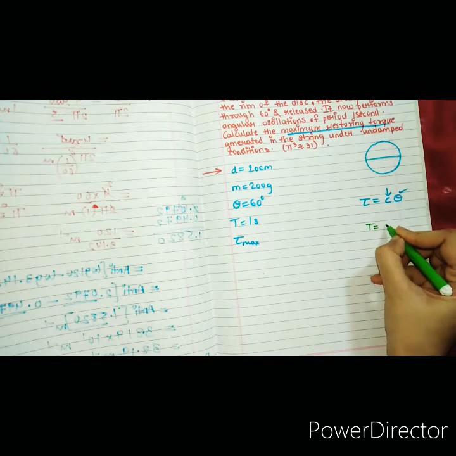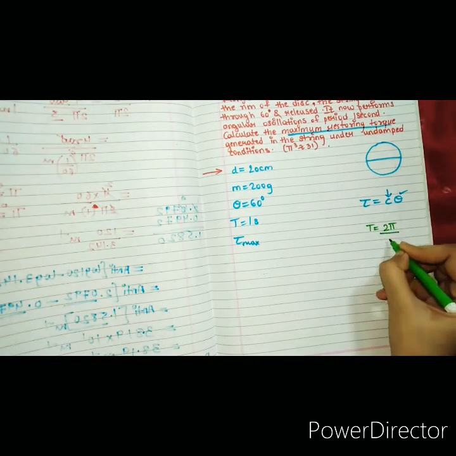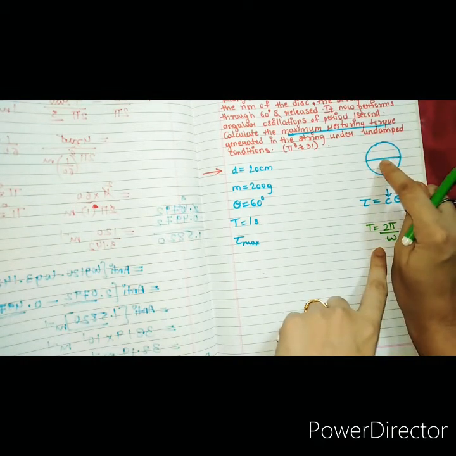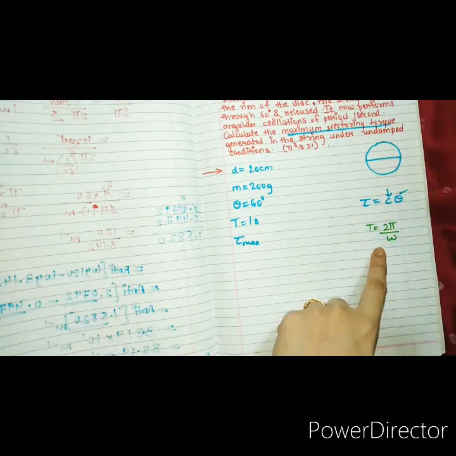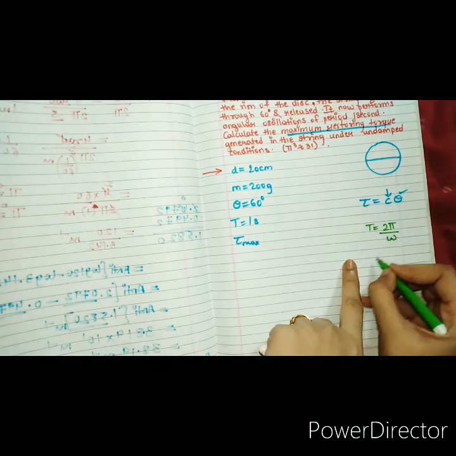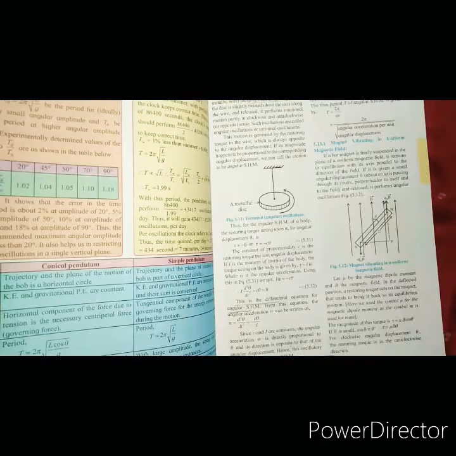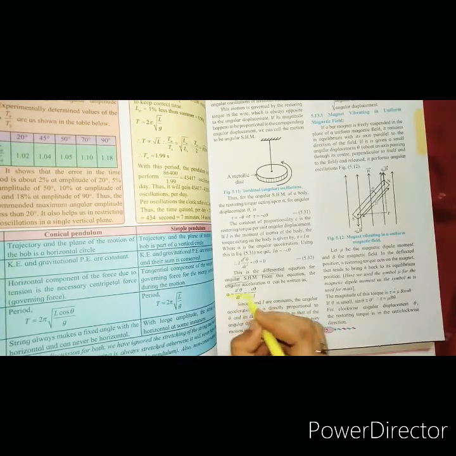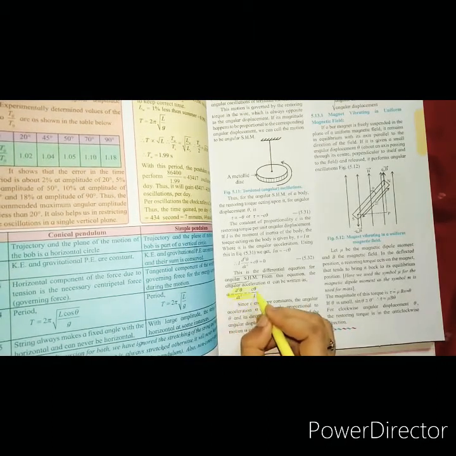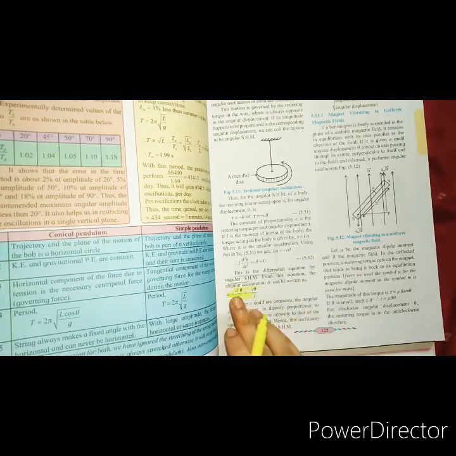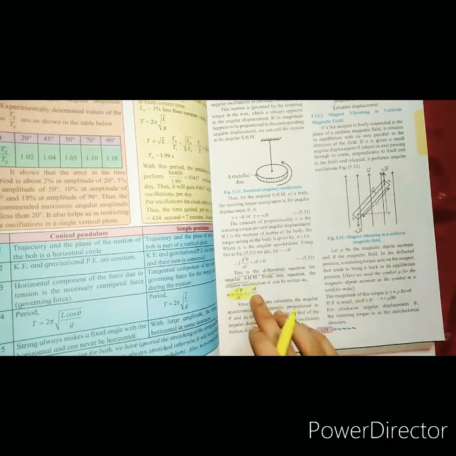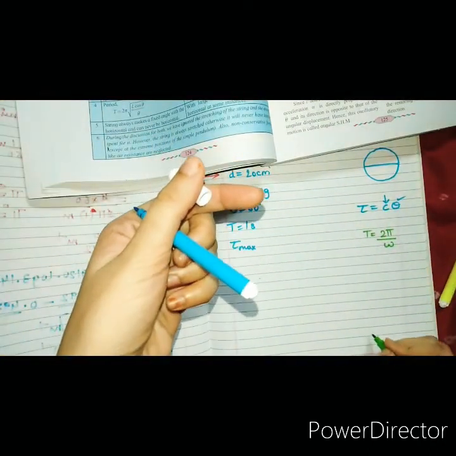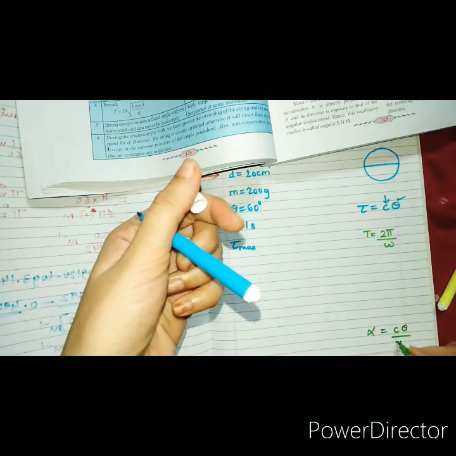We also know that T is equal to 2 pi upon omega. For this metallic disc suspended from a thin string, we have the value of omega. See on page number 125 of your textbook we have this equation, that is angular acceleration is minus C theta upon I. We will not be taking the minus sign, everything is in magnitude. So alpha is equal to C theta upon I. Let's write that: alpha is equal to C theta upon I.